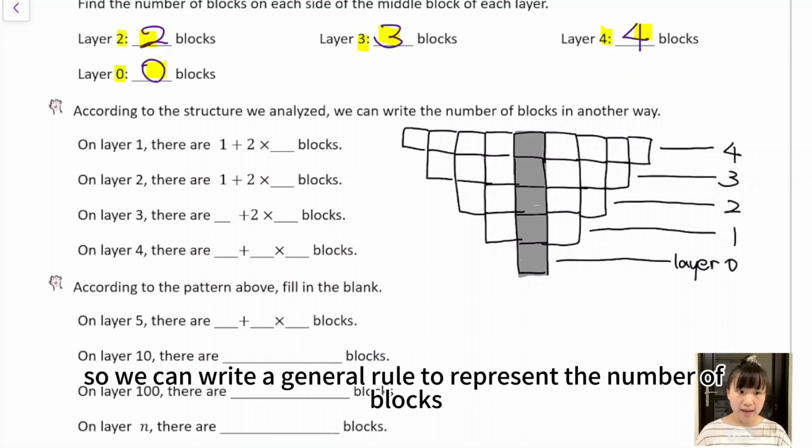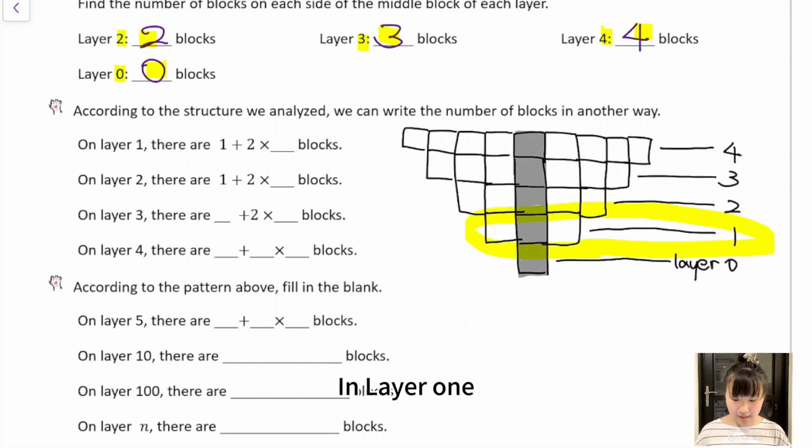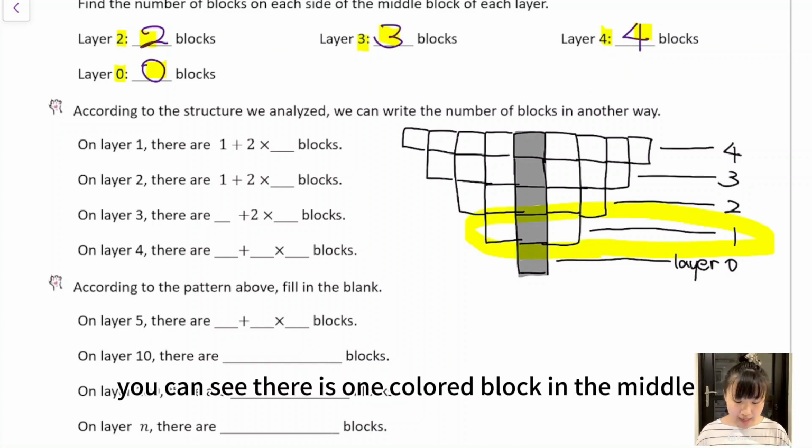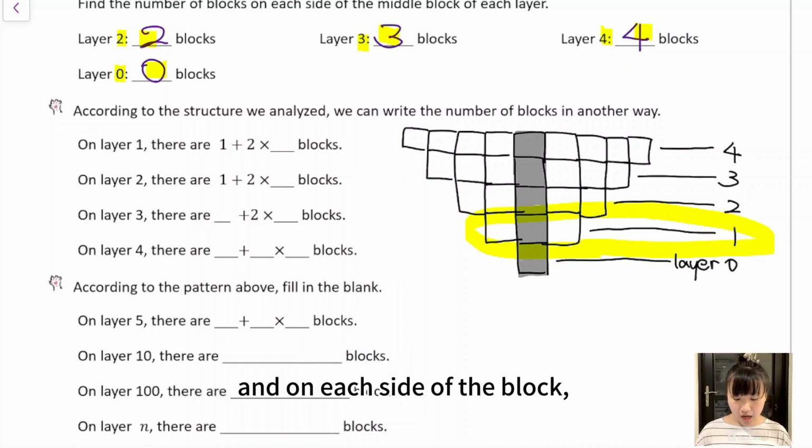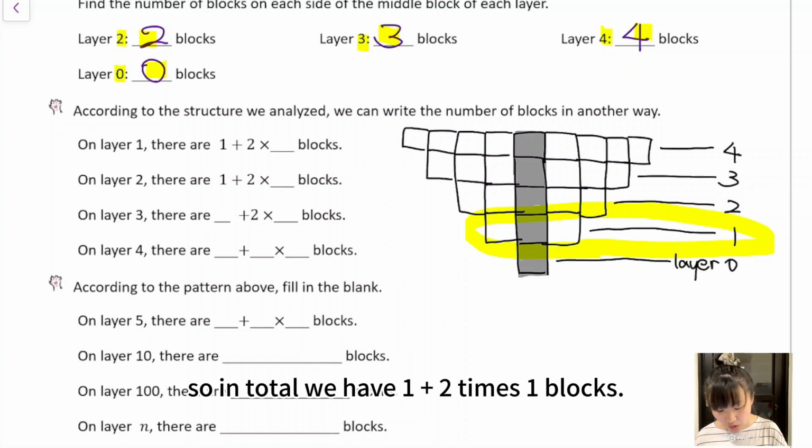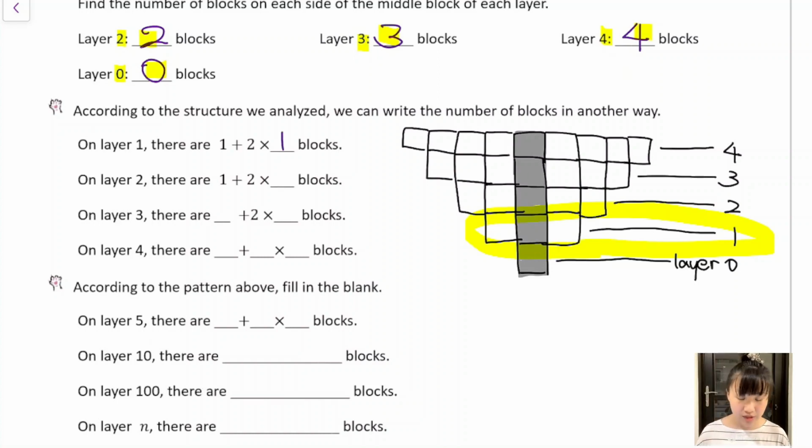Next question. According to the structure we analyze, write the number of blocks in another way, so we can write a general rule to represent the number of blocks. In layer 1, you can see there is 1 color block in the middle, and on each side of the block, there is 1 block. So in total, we have 1 plus 2 times 1 block.